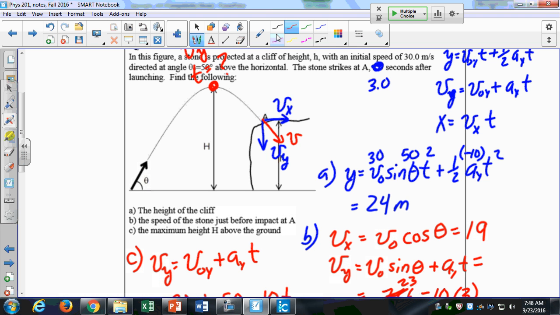It would be, here it was negative, but if we were over on this side of the maximum height, the velocity in the y direction would be what? It would be upwards, right? It would be positive. Okay? Alright, so we're almost done here.